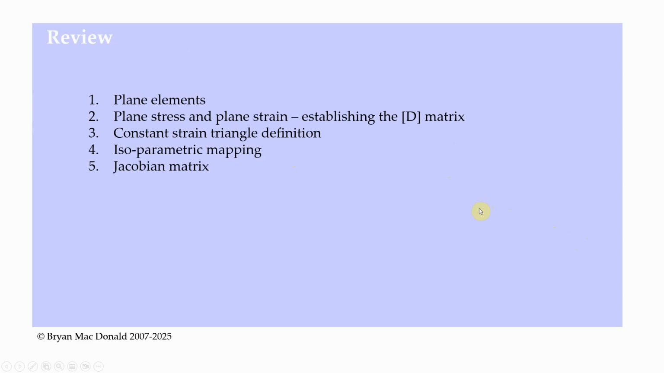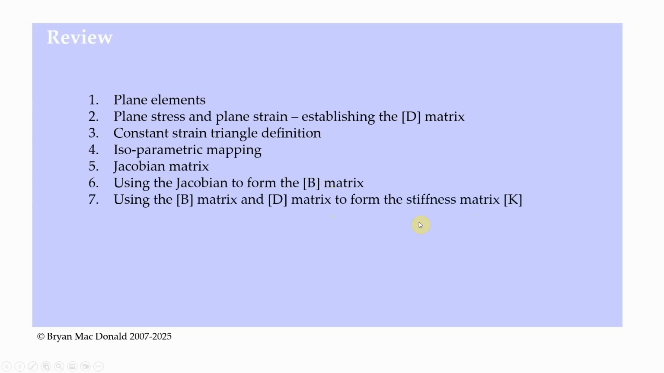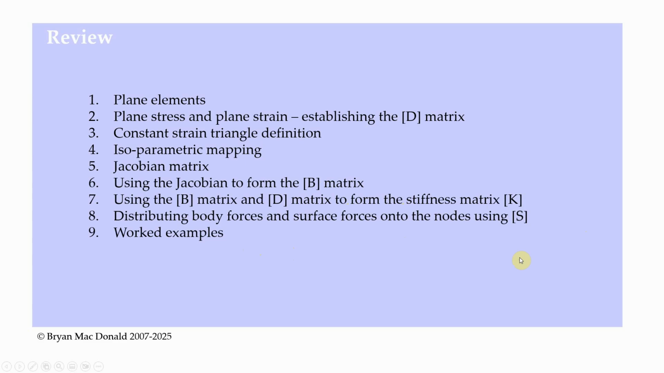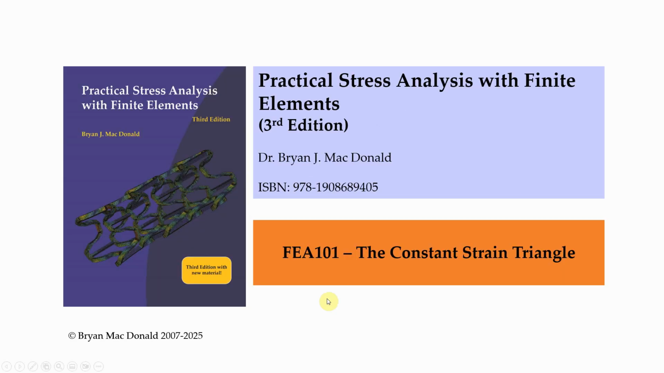We introduced the Jacobian matrix, which again is a very important part of the mapping process. We use the Jacobian to form the B matrix, the strain-displacement matrix, which is then subsequently used to form the stiffness matrix. So we use the B and the D matrix to form the stiffness matrix. We talked about distributing body forces and surface forces onto the nodes using the shape functions. We looked at a number of worked examples, and then finally we talked about the issues with the constant strain triangle and some of the limitations on its use. So that's the end of our video on the constant strain triangle.